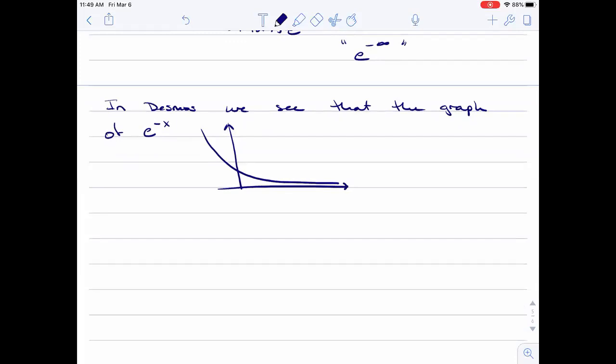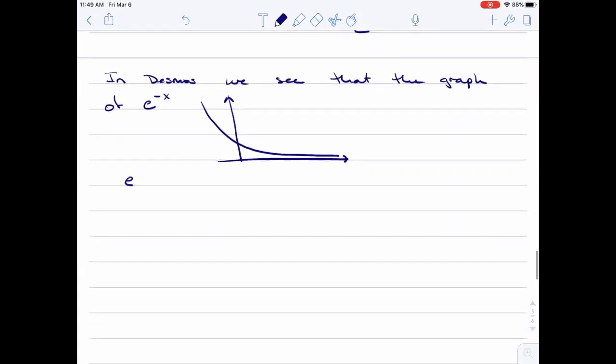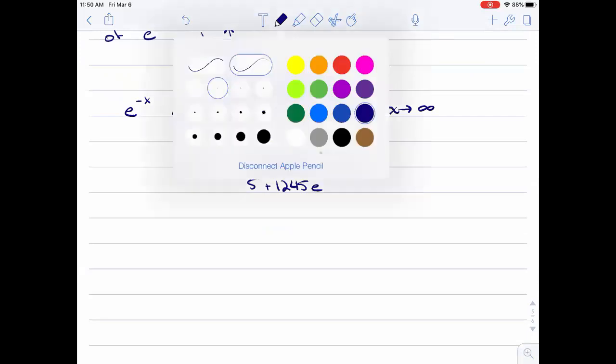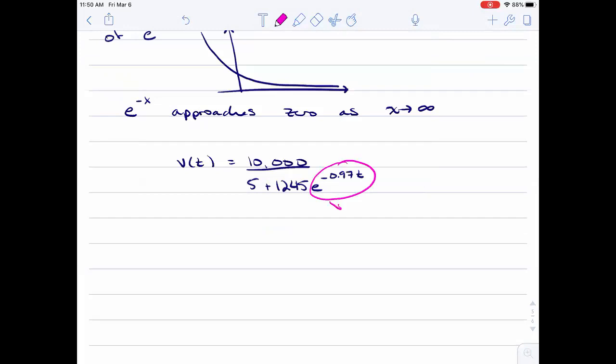So e to the negative x is going to go to 0, or approaches 0, or at least a very, very small number. So e to the negative x approaches 0 as x goes to positive infinity. If we look at our v of t, it is 10,000 divided by 5 plus 1245 e to the negative 0.97 t. What we're saying is that e to the negative 0.97 t is going to approach 0 as t goes to infinity.